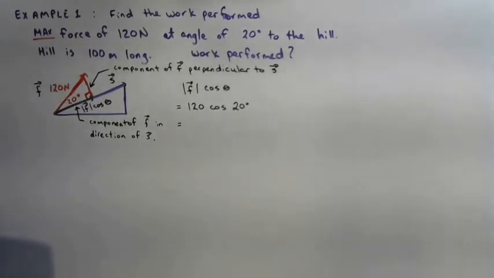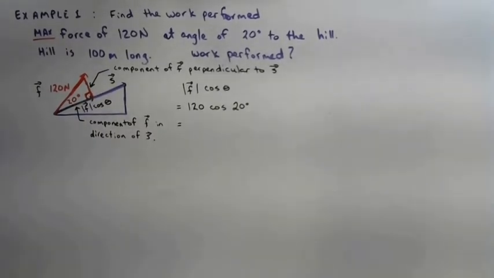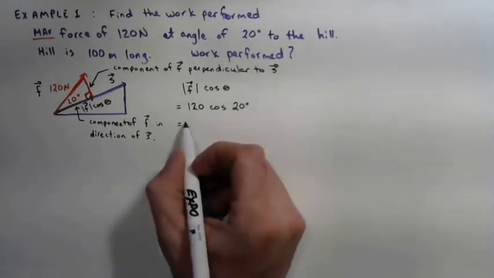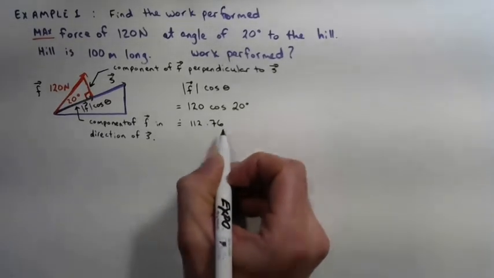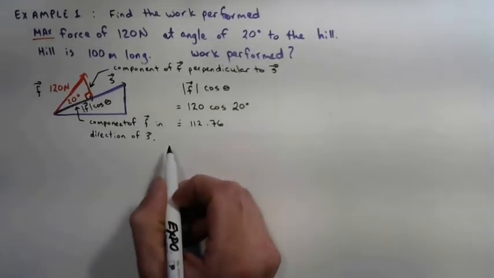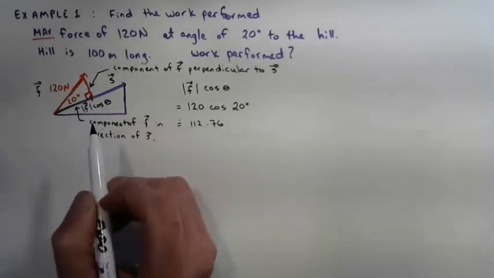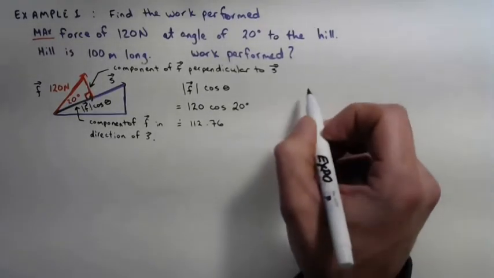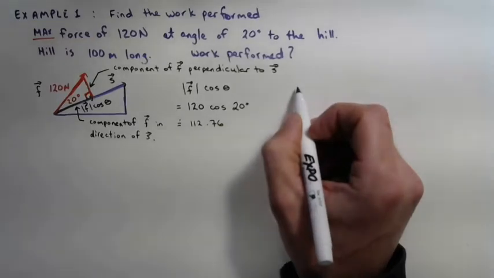I'm going to put this in my calculator for a second. 120 cosine of 20 degrees is approximately 112.76. But we're not interested in the magnitude of this component. We're interested in the work being done, okay? Now, a little bit of a note for the work being done.